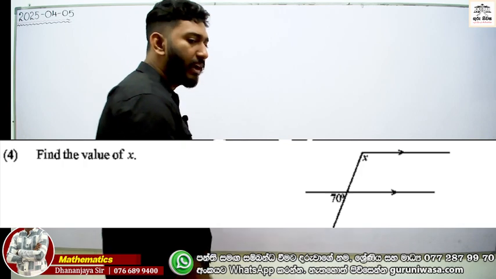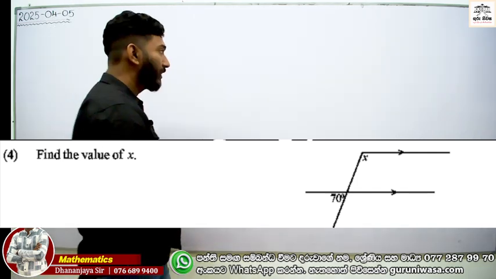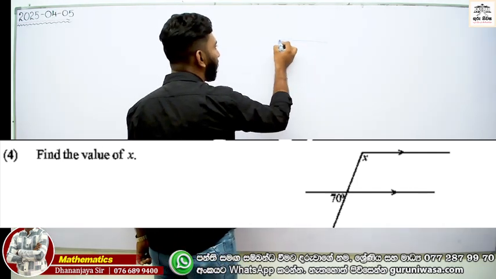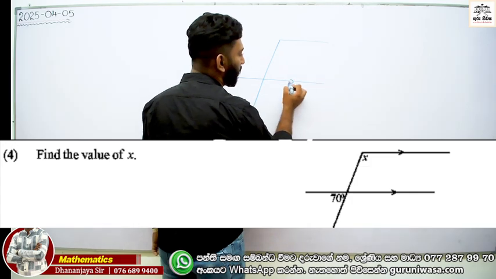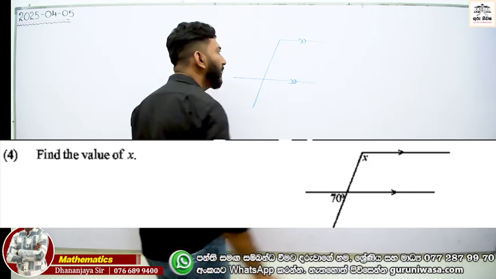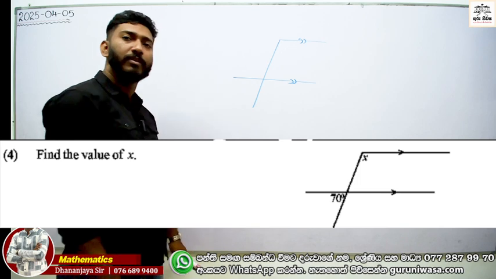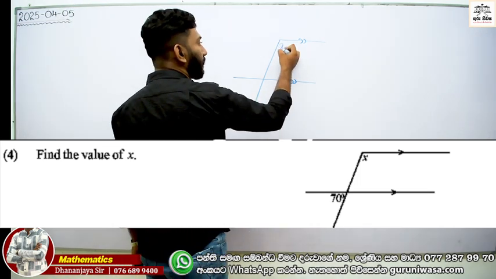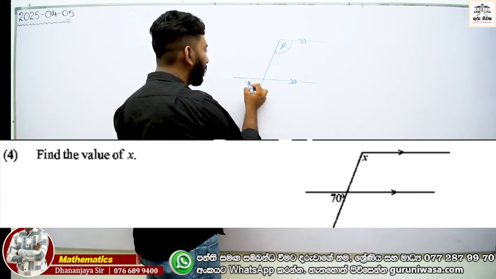Fourth question, find the value of x. Right. Hurry up. Find angles. Geometry lessons are very important. There are two parallel lines, and you know the parallel lines are in grade 9, right? Corresponding angles, alternate angles, vertically opposite angles, allied angles, right? Here's x. Here is 70 degrees.